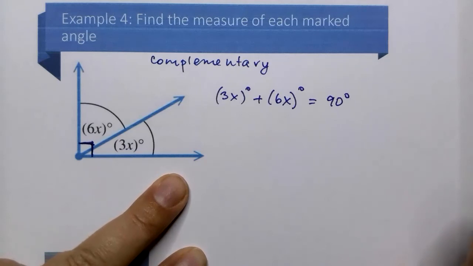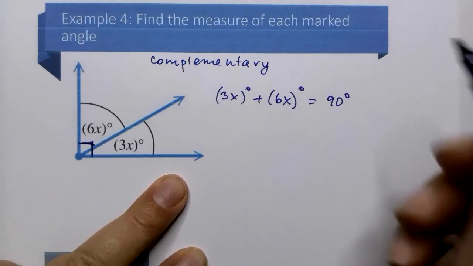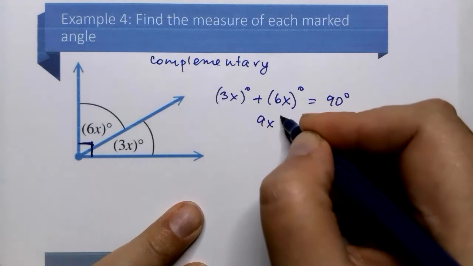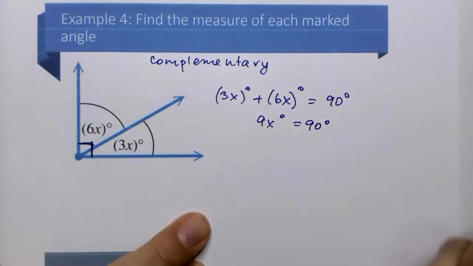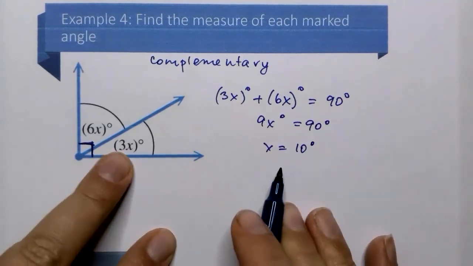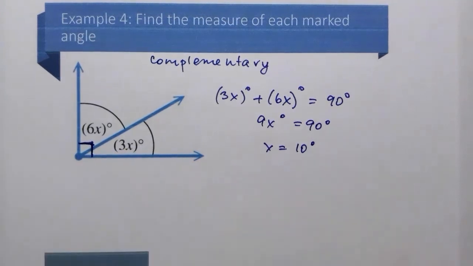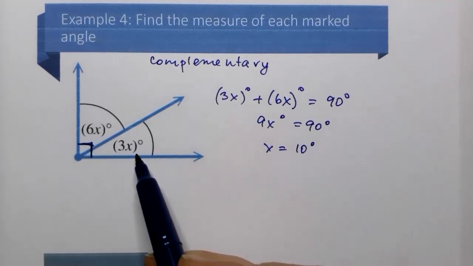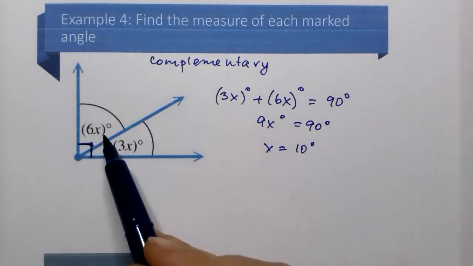Well, can we solve for x? Yes, we can. So 3x and 6x together will give us 9x. And when we divide both sides by 9, we get x equals 10 degrees. So x is 10 degrees. Question: did we answer the question posed in the problem? And I hope that you know that the answer is no, because here we didn't have just x. We have one angle that's 3x and another angle that's 6x.